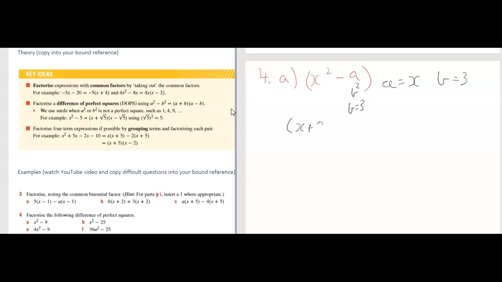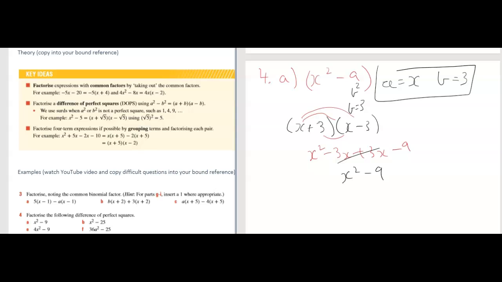Oh, sorry, x plus 3, x minus 3. And if I was to expand that, so if you ever want to just check whether it's right, you can just expand. So x times x is x squared. X times negative 3 is negative 3x, and then plus 3x, and then minus 9. So you can see there, these two cancel out, and we're just left with x squared minus 9. Okay, so you need to identify your a and b and use the difference of perfect squares formula.